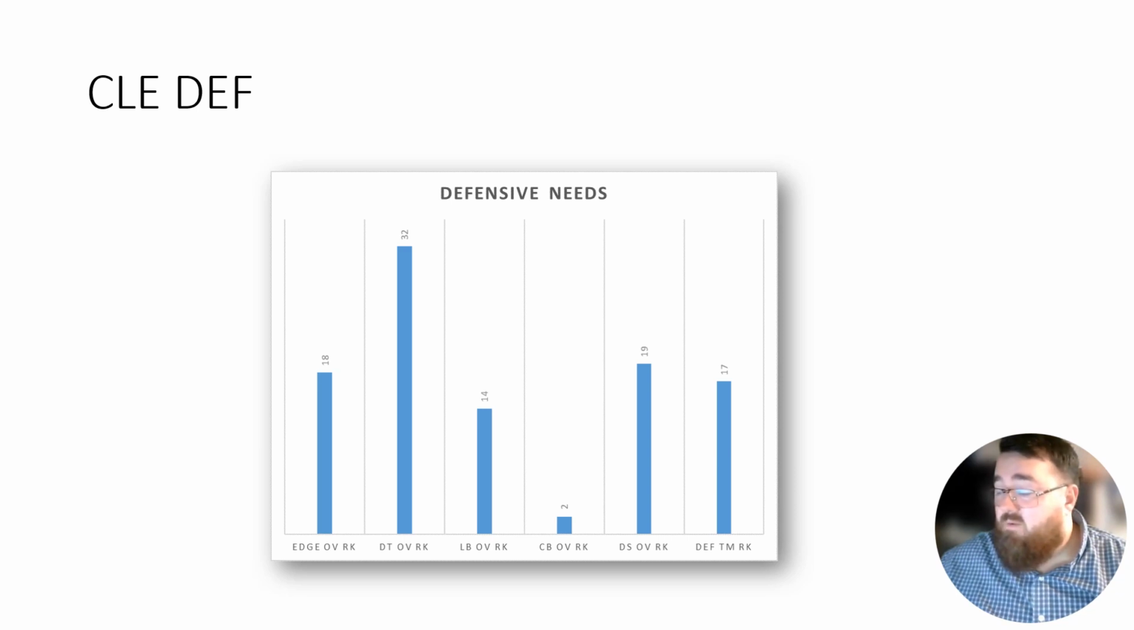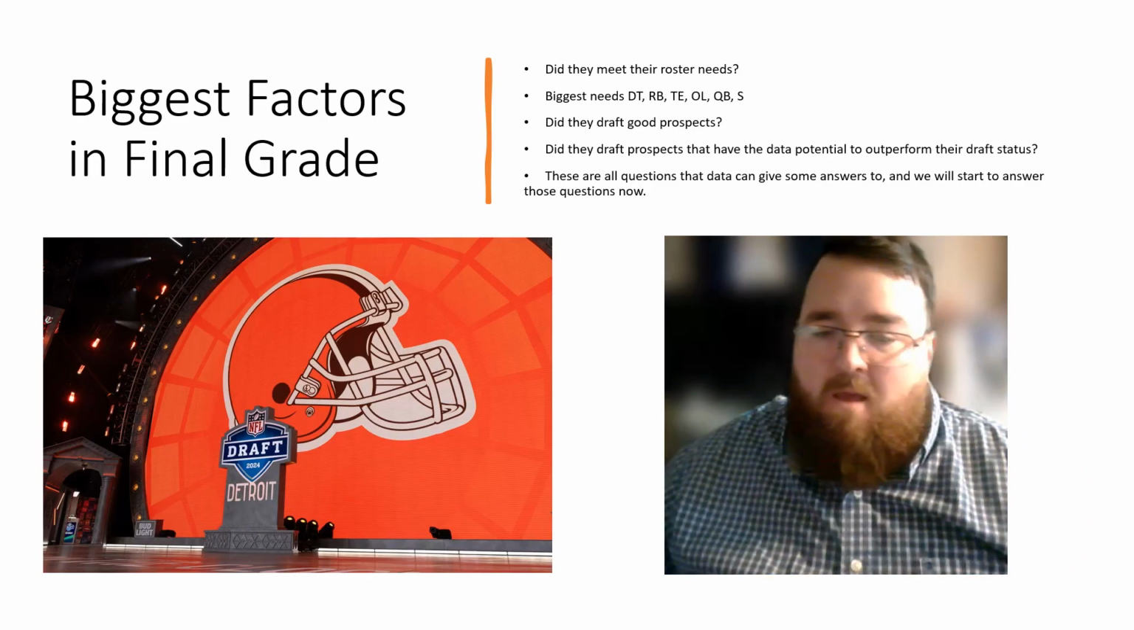Also on defense, they really need defensive tackle help. That's probably one of their largest needs possible, is to get a defensive tackle in there. Edge is okay, linebacker is okay, safety might need a little bit of help and some depth, but this is the overall forced needs of the Browns based on data.